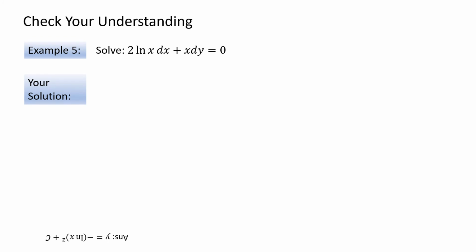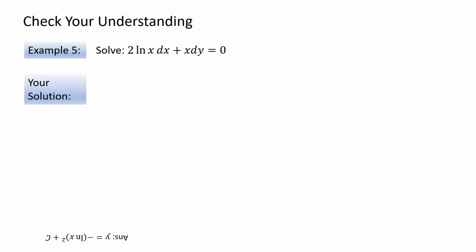Okay, so our second example. We don't always have to have dy by dx given in that form. We could have it given in a different form like we do here. We have 2 times ln of x dx plus x times dy, and that's equal to 0. Okay, so we have an x term within both of these terms here, and we have just a dy.